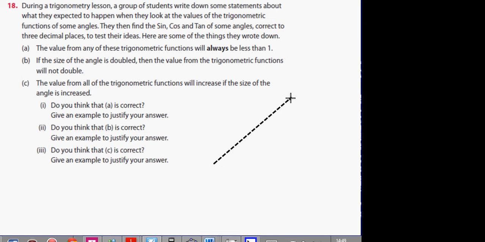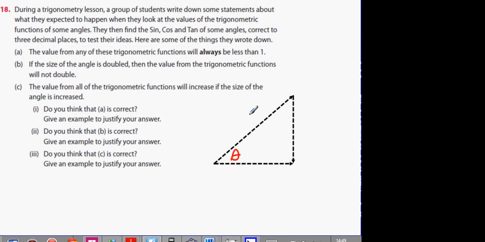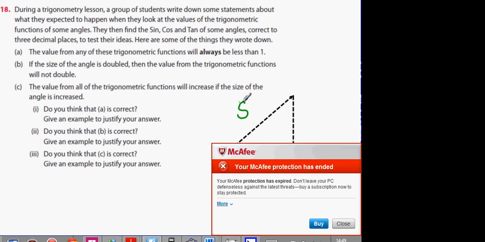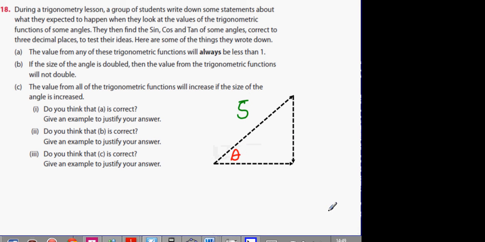Alright guys. An example would be, here's a right angle triangle. A standard right angle triangle. This here is length 5. What can you guarantee about the hypotenuse, guys? The hypotenuse is the longest side, isn't it? The adjacent and the opposite can change around. They can be either bigger or smaller than each other.